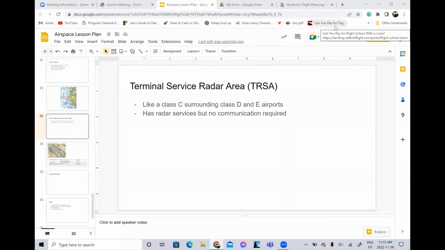Okay, so the last special use airspace we're going to cover is a terminal radar service area, also known as a TRSA. This airspace is like a Class Charlie, and it's usually found surrounding Class Delta and Echo airports. This area provides radar service just like a Class Charlie airport, but you're not required to talk to them.